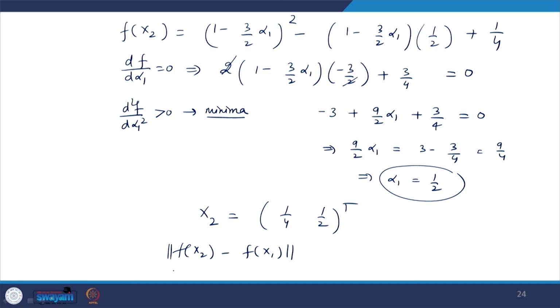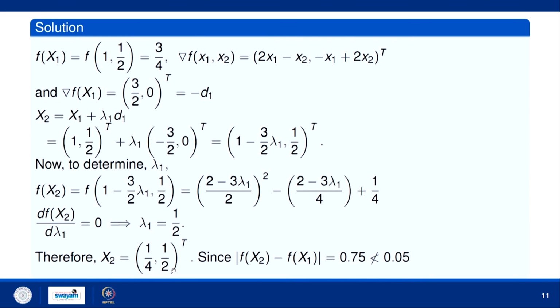So, what is this value? I have shown for x2, and you can verify that f(x2) minus f(x1) is 0.75, which is not less than 0.05. So hence this means we have to proceed further. In the same way we will find x3 now.